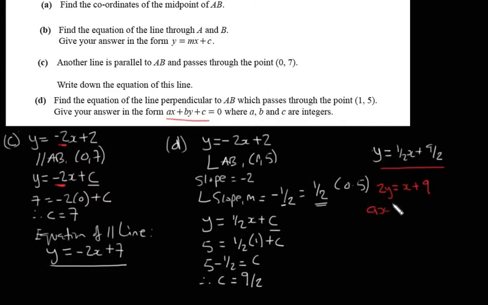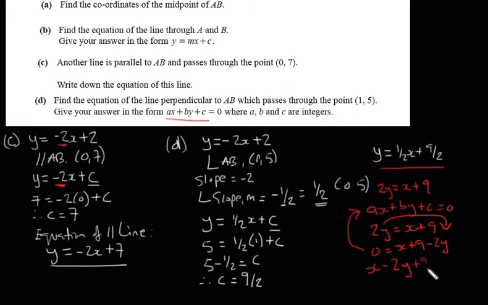We need it in the form of ax plus by plus c is equal to 0. Hence, we have 2y is equal to x plus 9. We bring y over here, we get 0 is equal to x plus 9 minus 2y. To put this equation into this form, we get x minus 2y plus 9 is equal to 0. And basically, that's the answer of part D.